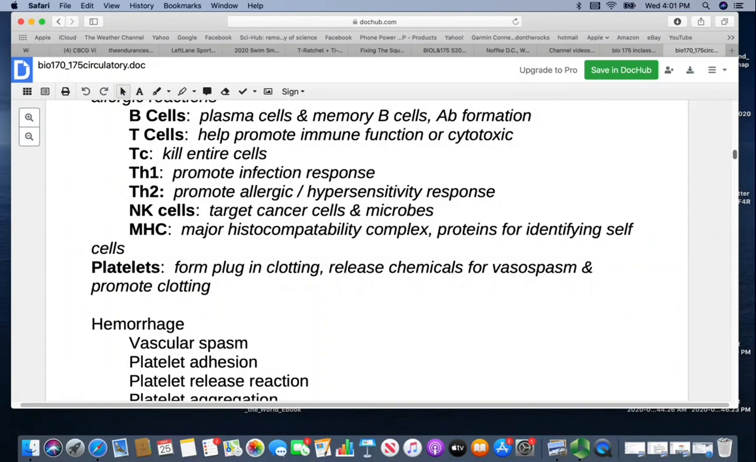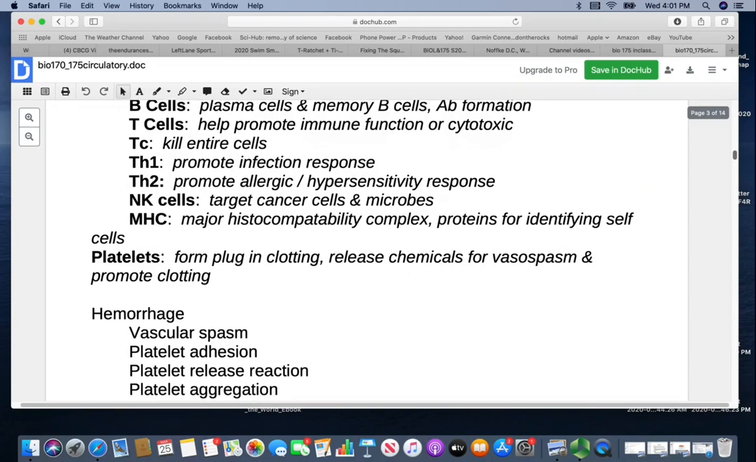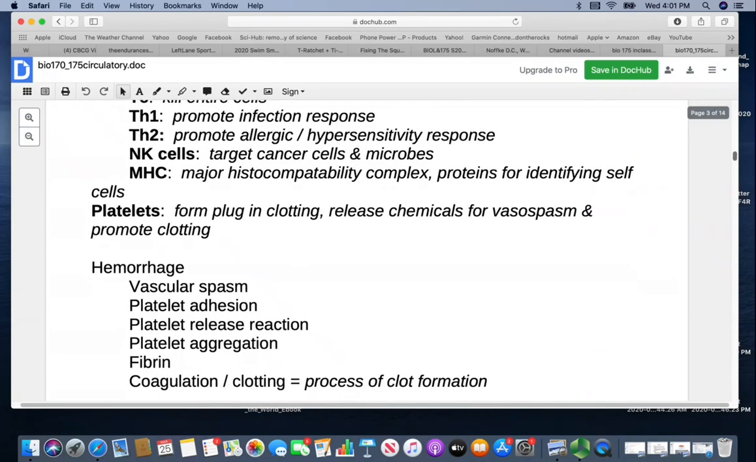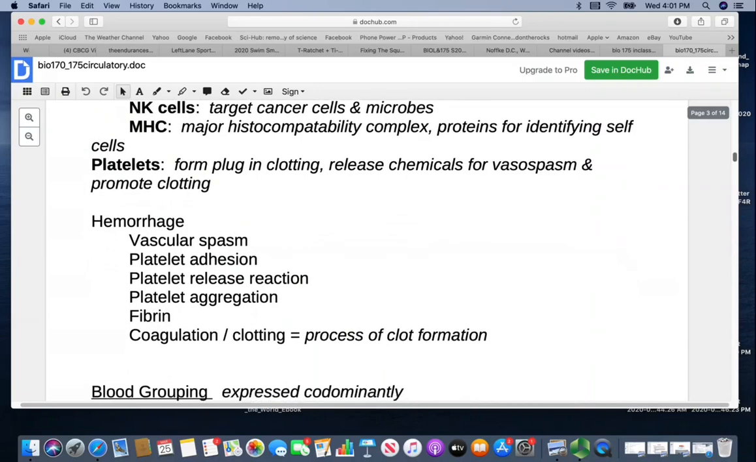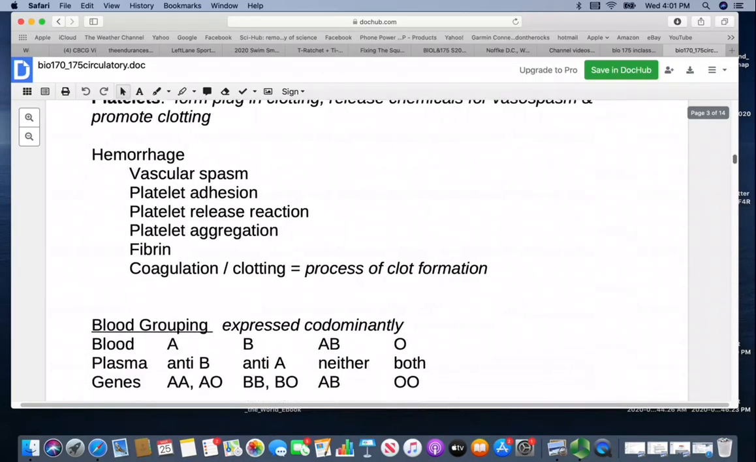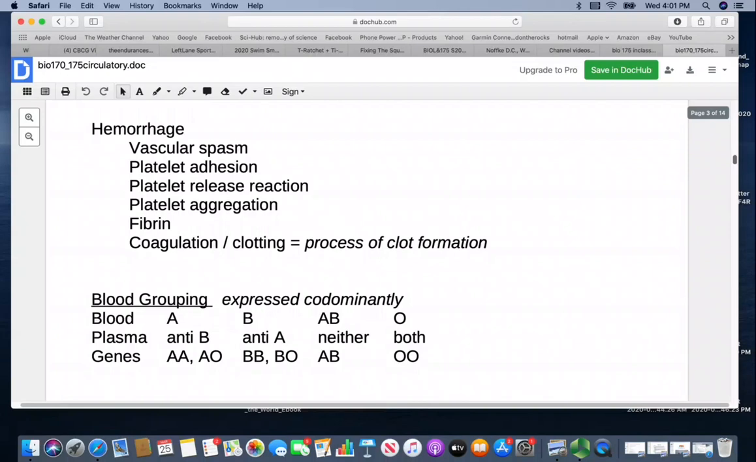So platelets, these are going to form the plug in clotting. They'll release chemicals for vasospasm and to promote clotting. So when there is a hemorrhage, one of the first things that will happen is a vascular spasm to try and reduce the amount of blood loss to that area.